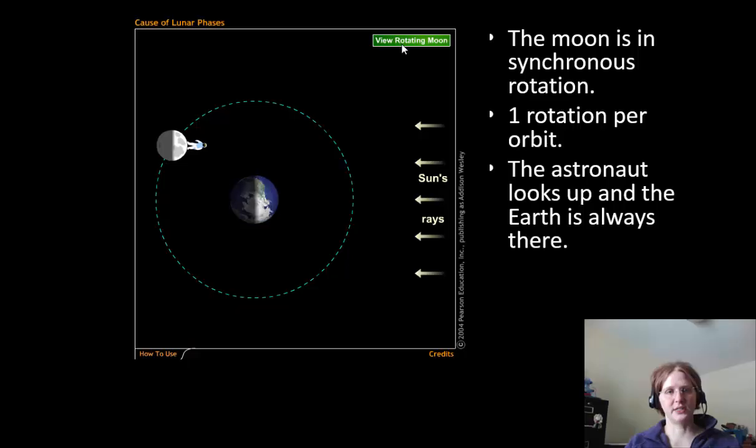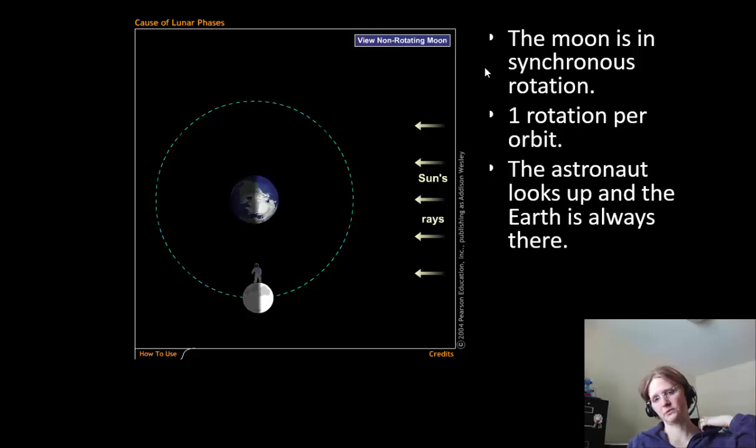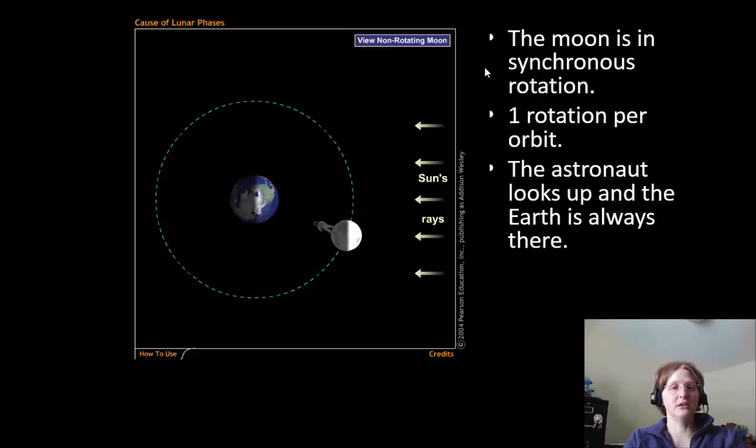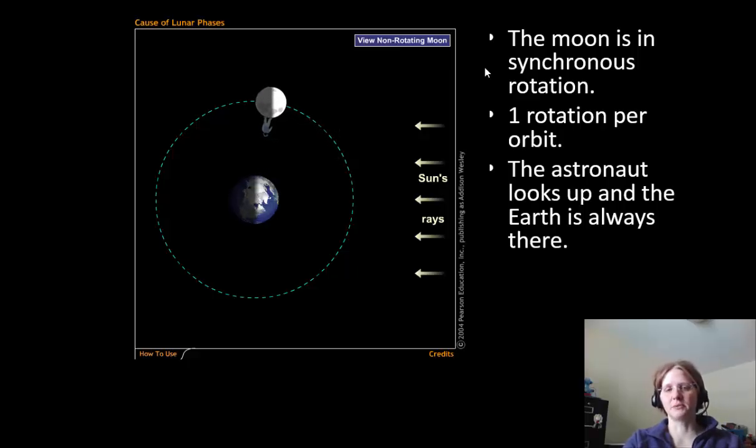Here in the incorrect version, can you see how the astronaut is always in daylight? There would be a hotter side of the moon and a colder side of the moon. Permanently. Okay. But let's go back to the correct way. The moon does rotate. The moon is in synchronous rotation. The astronaut, wherever he happens to stand on the moon, in this case he's standing on the near side of the moon, he will be in daylight, he will be in shadow. But he always looks up from his position, and he always sees the Earth right overhead.